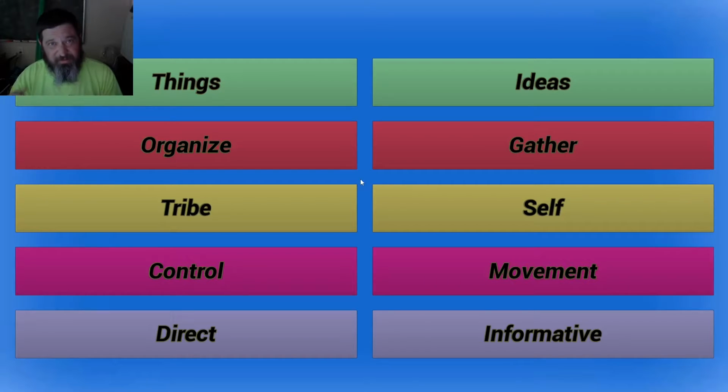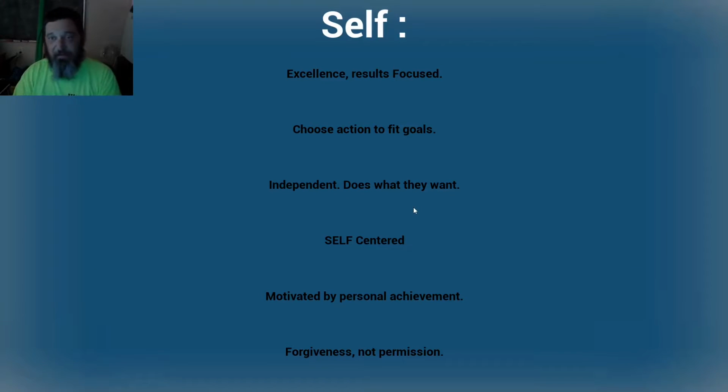Now, doing it for yourself does not mean that you are selfish. I do self. Self is what I am. I am excellence focused. I choose to fit the action to the goals. I am independent. I am self-centered. And I'm motivated by personal achievement. I will ask you for forgiveness before I ask for permission. Those are all absolutely true about me. If I get a new idea, I think about it for myself. I decide something about it, and then I share it with the tribe.